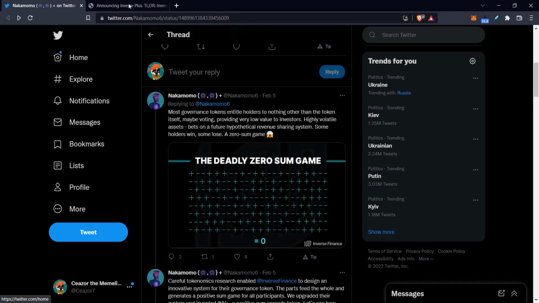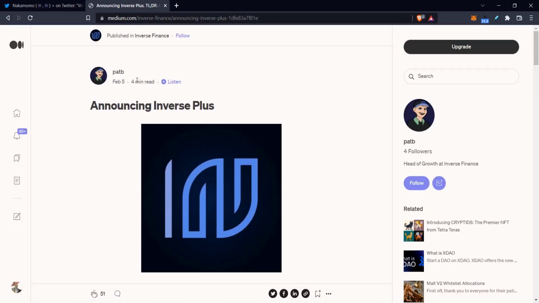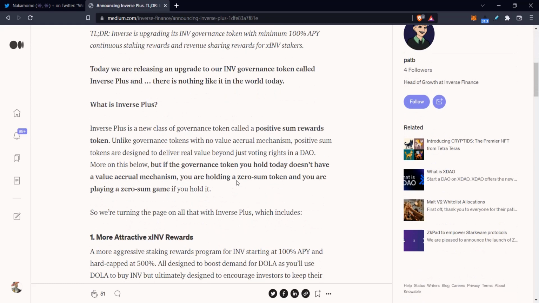They also have this Medium article here that you can read through as well, and you can get an understanding there, as well as go into their docs. Their docs are pretty well written and you can read there. However, like I said, I'm going to use a flowchart to explain what this token does and why I like it. Now, a lot of governance tokens don't do much, right?